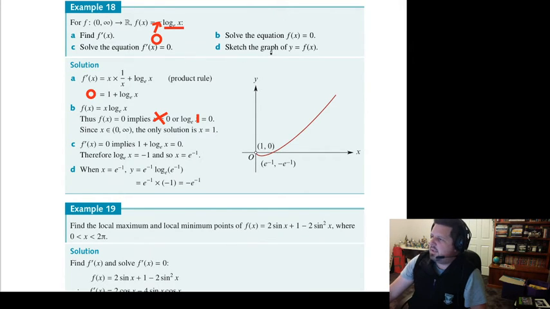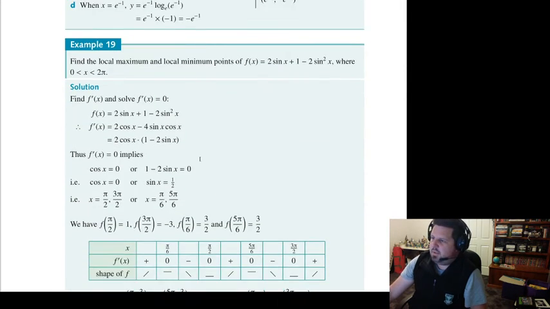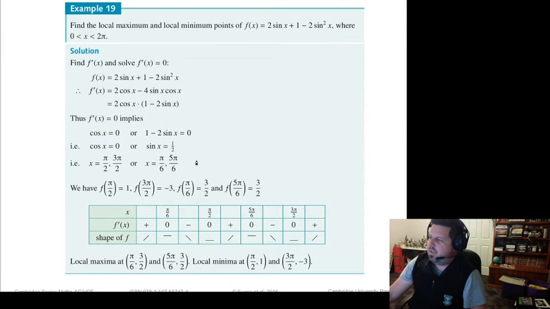Last but not least, it says sketch the graph of y equals f of x. And we've got the information here that allows us to do that. Cool. Some more sine stuff here, and cosine, some trig stuff. Again, you guys can have a look through this.